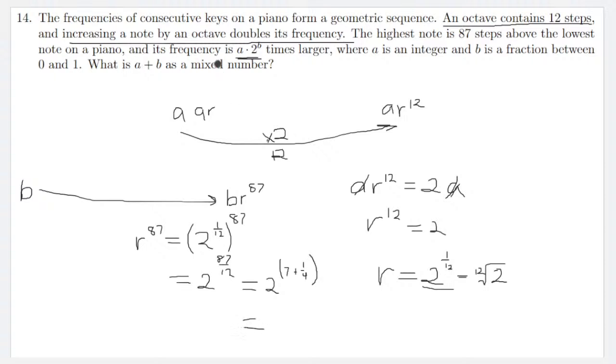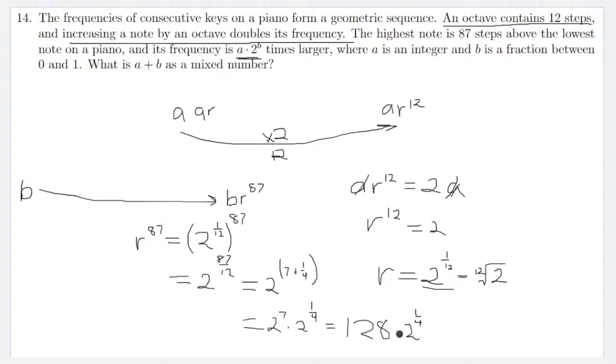The issue is b can only be fractional. So that means we need to get rid of this whole number exponent. So we can write this as 2 to the power of 7 times 2 to the power of 1/4, which is 2 to the 7 is 128, times 2 to the power of 1/4.